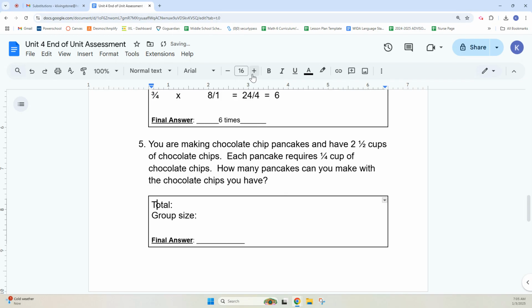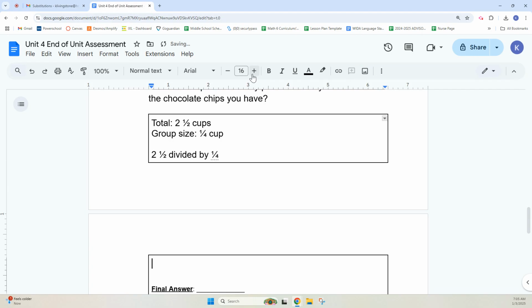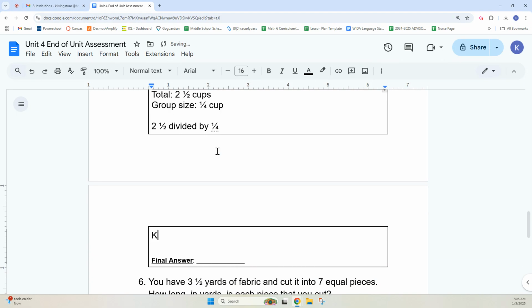So first thing, our total amount of chocolate chips is 2½ cups. And then each group is going to be a 1/4 cup. So we have now 2½ divided by 1/4. So now we need to start our keep, change, flip.